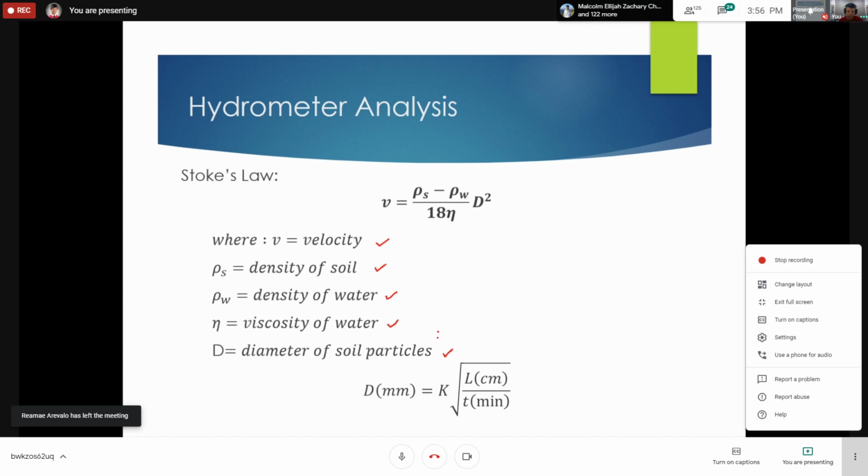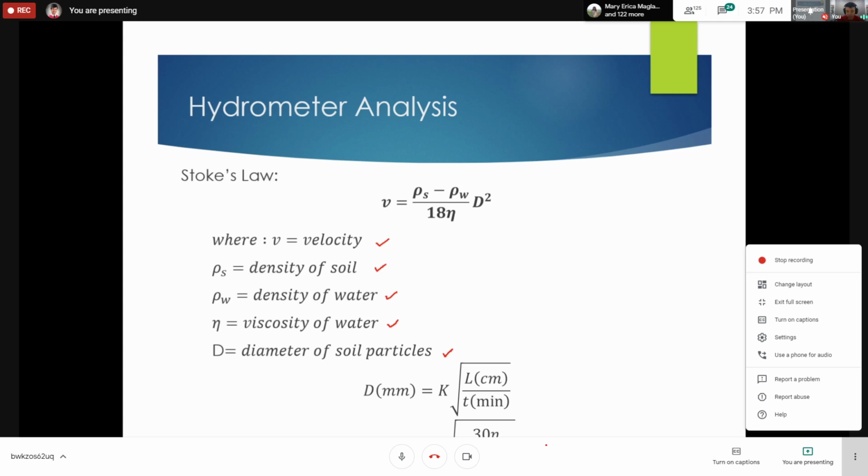Okay, so the diameter of your soil particles will be determined by this formula. Here, L is the length of your hydrometer bulb, and this one is the time of the reading. You'll appreciate it more once you have watched the video in the laboratory. K is also given in this formula: the square root of 30 times the viscosity of water all over the specific gravity minus 1. So Stokes' law is the basis of the hydrometer analysis.